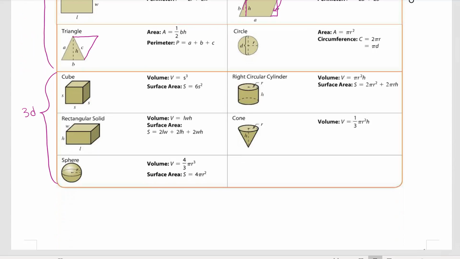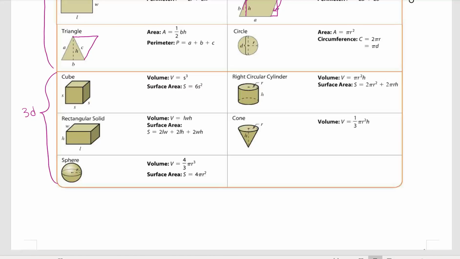The easiest one, the cube. The volume is s cubed, right? Surface area, how many sides? How many sides on a dice? Yeah, 6 sides, right? So that's why for the surface area, we have 6 sides, and each of them is s squared. So that's why we have 6s squared.